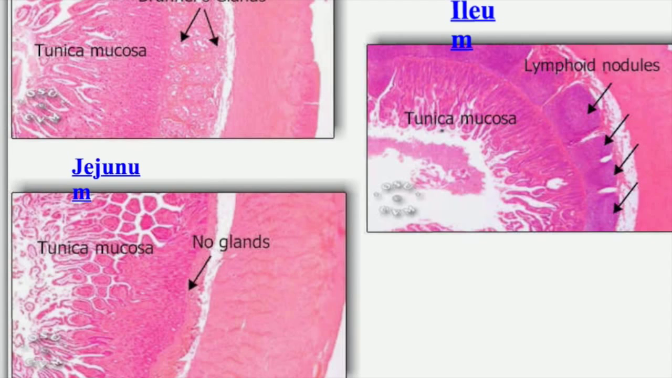These three pictures demonstrate the major difference between the three parts of the small intestine. First, this is the duodenum, characterized by the presence of the Brunner's glands. These glands are mucus glands, they are vacuolated, they have lumen, they are pale in color. And of course, we have the villi and the crypts as usual.